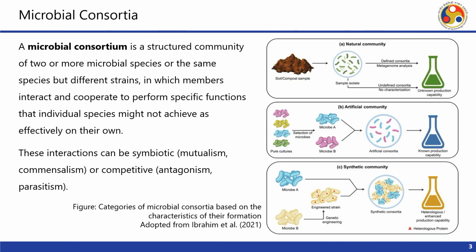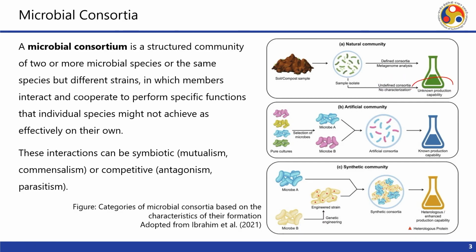So, here we can see the categories of microbial consortia based on the characteristics of their formation. First one is the natural community, which we isolate from soil or say for example from compost, and from there we can obtain the defined consortia, whereby we do the metagenome analysis, and then the other way around, we do not do any characterization. So, we use the undefined consortia.